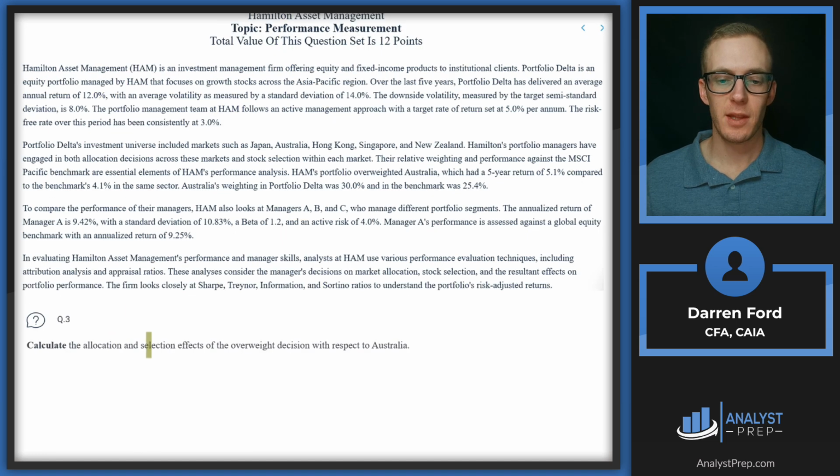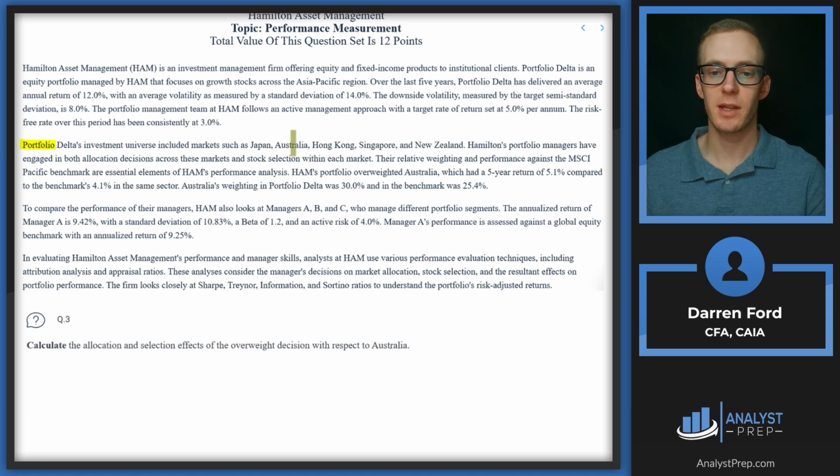Question 3, calculate the allocation and selection effects of the overweight decision with respect to Australia. We left off right here, so let's start reading. Portfolio Delta's investment universe included markets such as Japan, Australia, Hong Kong, Singapore, and New Zealand. Hamilton's portfolio managers have engaged in both allocation decisions across these markets and stock selection within each market. Their relative weighting and performance against the MSCI Pacific benchmark are essential elements of HAM's performance analysis.